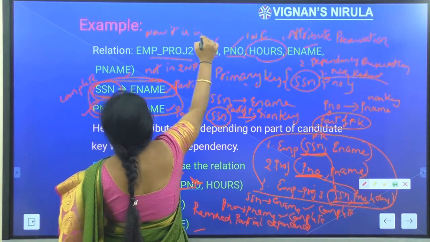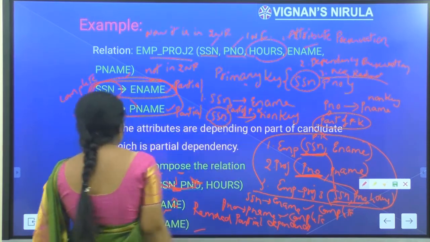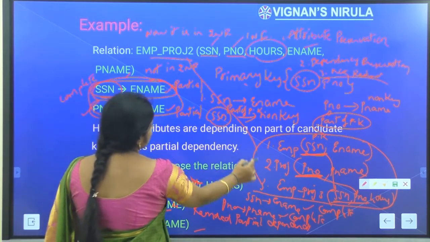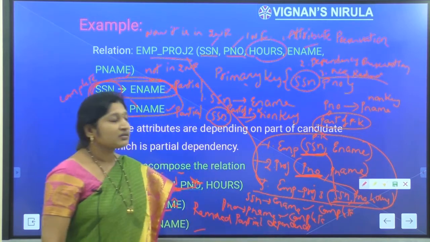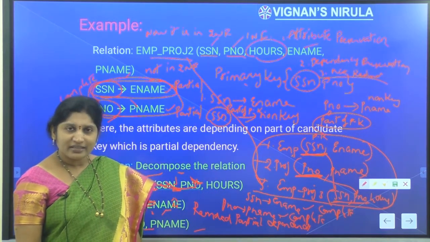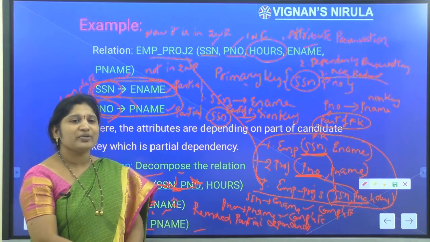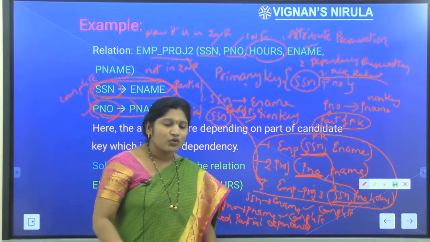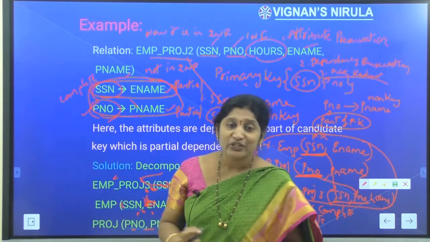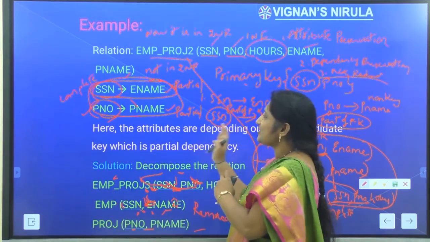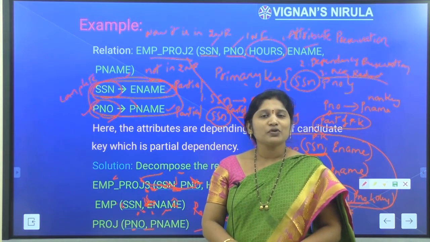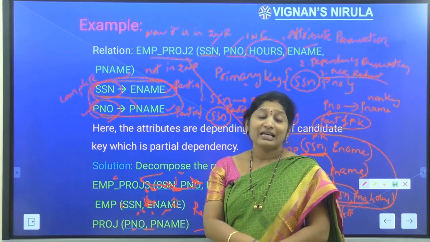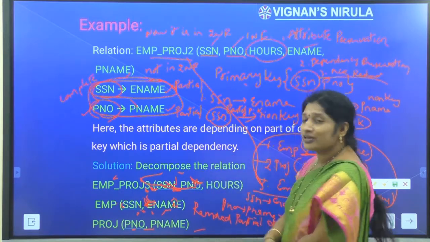Now it is in 2NF. How have we made that? By decomposing this employee project table into 3 subtables. We have transformed the table into second normal form. So what is the aim of second normal form? No partial dependencies should be present in your table. If some partial dependencies are there, we should decompose the table such that the partial dependencies are converted to complete dependencies. So this is about 2NF.